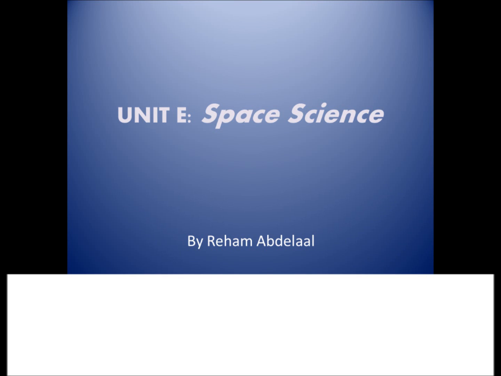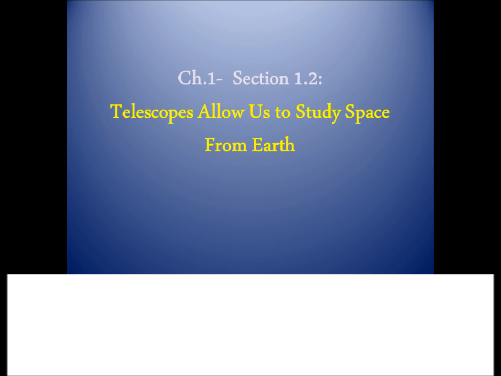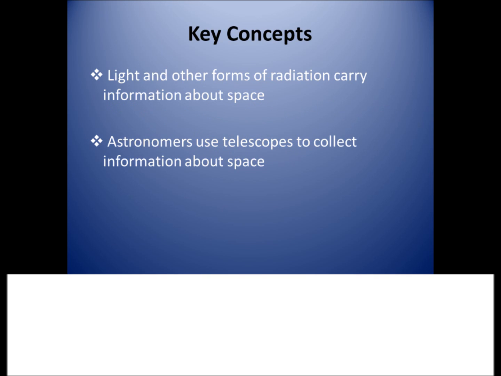Today we are going to be continuing with Unit E, Space Science. We are going to be starting section 1.2, Telescopes allow us to study space from Earth. The two key concepts for this section are: light and other forms of radiation carry information about space, and astronomers use telescopes to collect information about space.